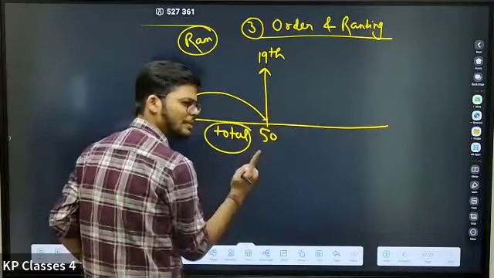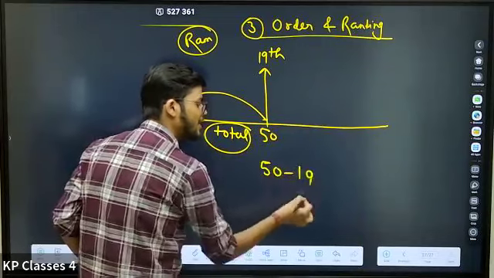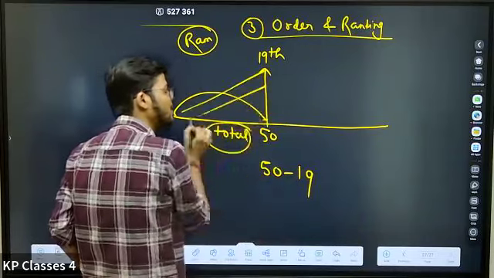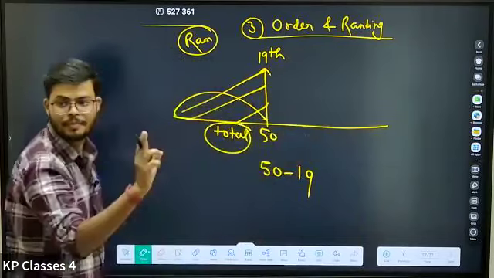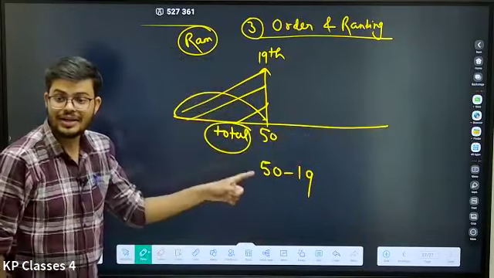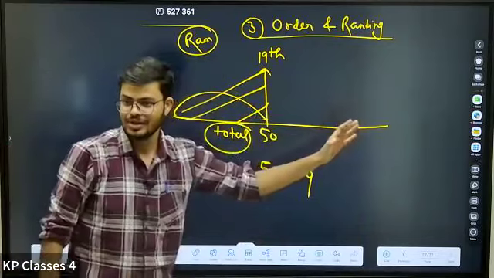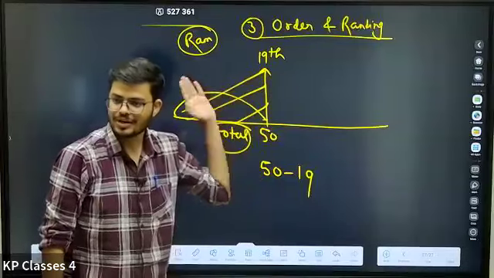Now you know that total 50 people are there. If I am going to subtract 19, I will be finding how many people are sitting towards his right, isn't it? If I am going to subtract 19 from 50, I'll be getting how many people are sitting towards his right. Correct? Because 19th, this Ram is also subtracted from it.